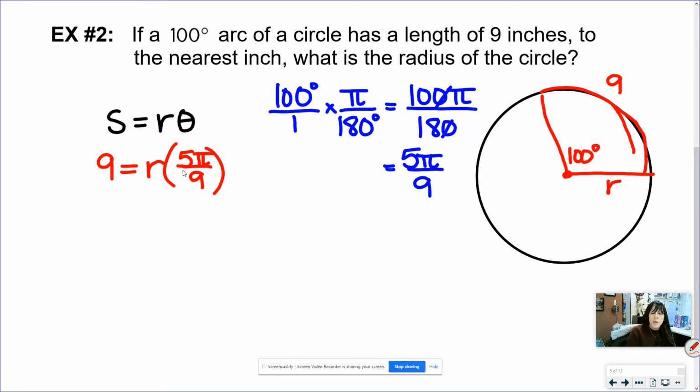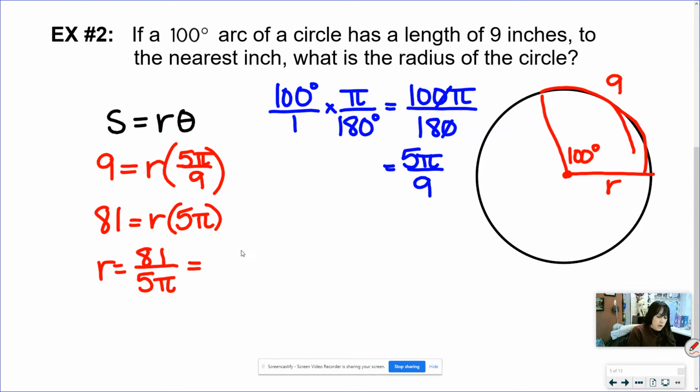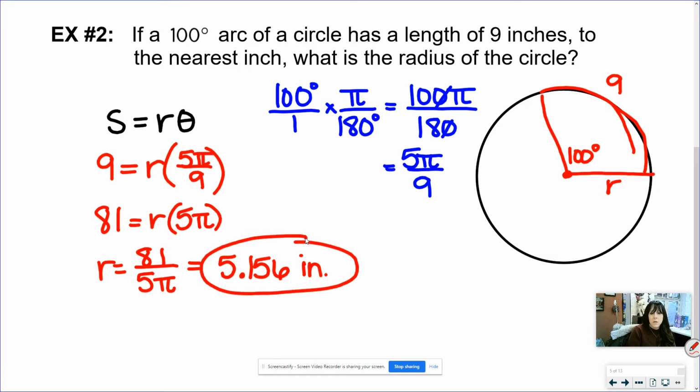Or you could break it up and do it in 2 steps. You could multiply by 9 first, which would give you 81. And then you could divide by 5 pi. So you would get 81 over 5 pi if we didn't want to simplify. And if we did want to type in a calculator, we would get 5.156. And that is a distance measurement, so we're using inches again.